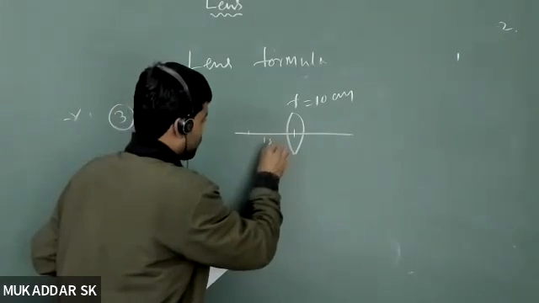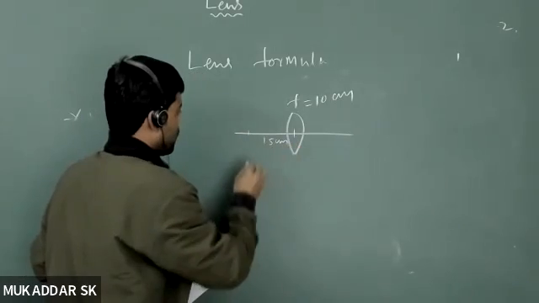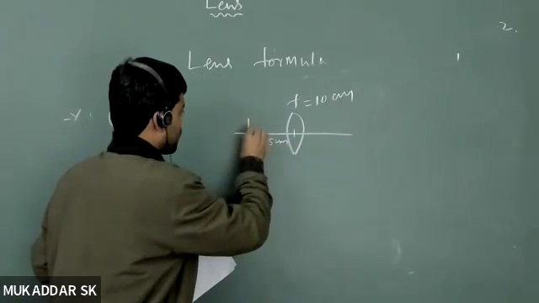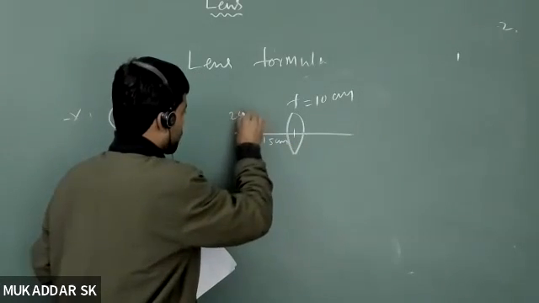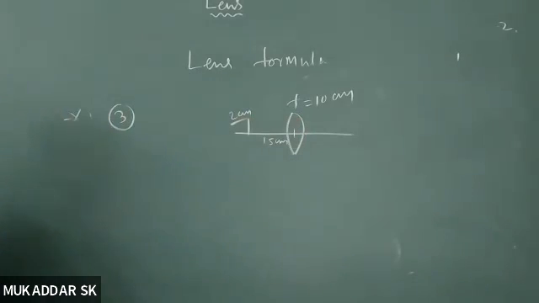कितना दूरी पे रखा है? 15 सेंटीमीटर दूरी पे रखा है. और इसका हाइट जो है, ये ऑब्जेक्ट का हाइट है 2 सेंटीमीटर. So you have to calculate the height of the image. Convex lens, focal length 10 centimeter. Distance of the object from optical center is 15 centimeter. Height of object is 2 centimeter. You have to calculate height of image.